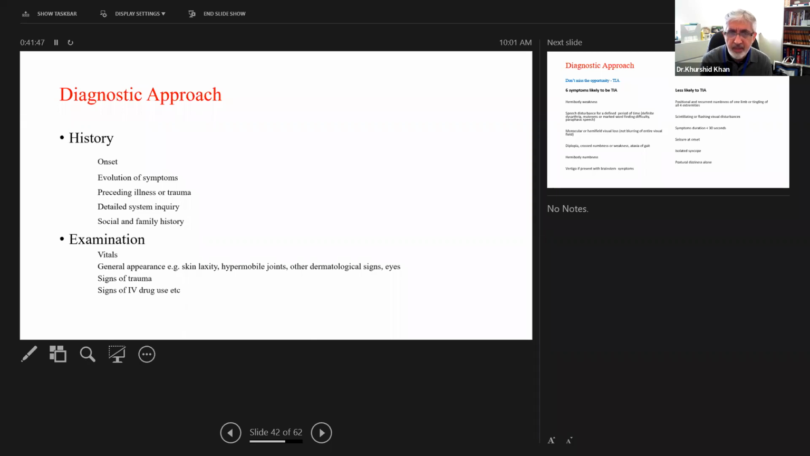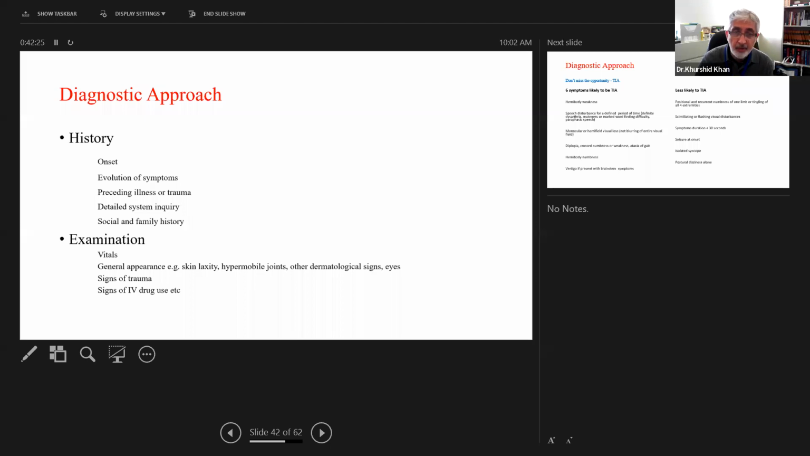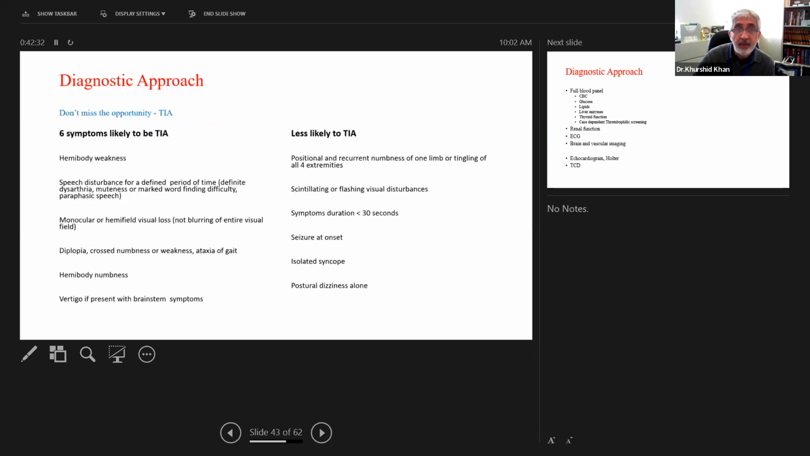This is all very important. Examination. Obviously, one has to stabilize the patient first, take their vitals, and in addition to neurological examination, it is very important to look at their general appearance. Are there any skin lesions, for example, telangiectatic lesions, their stature, there are other abnormalities which may suggest mitochondrial abnormalities, skin laxity, hypermobility of the joints, which may suggest a connective tissue disorder, Marfan disease. Look at the eyes, for example, if someone has ptosis, miosis, that may suggest dissection. So detailed examination is paramount. And look for signs of IV abuse, for example, if they've been using that.